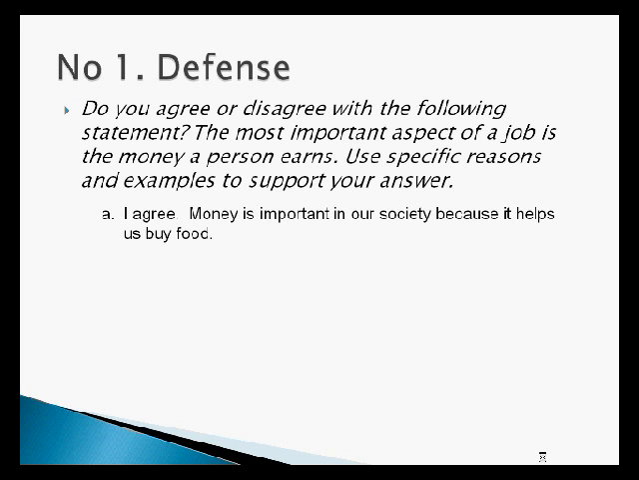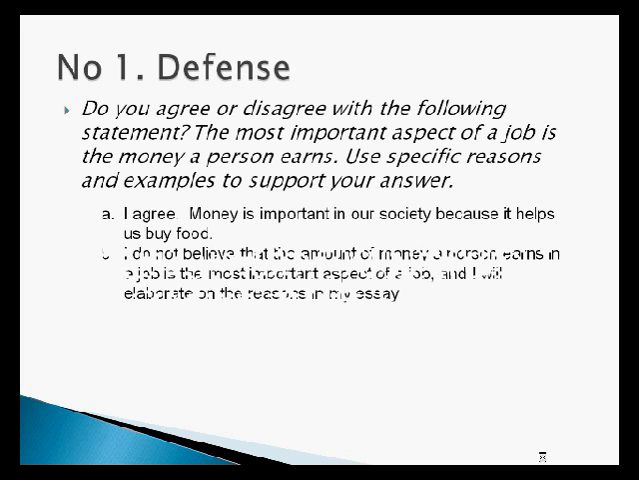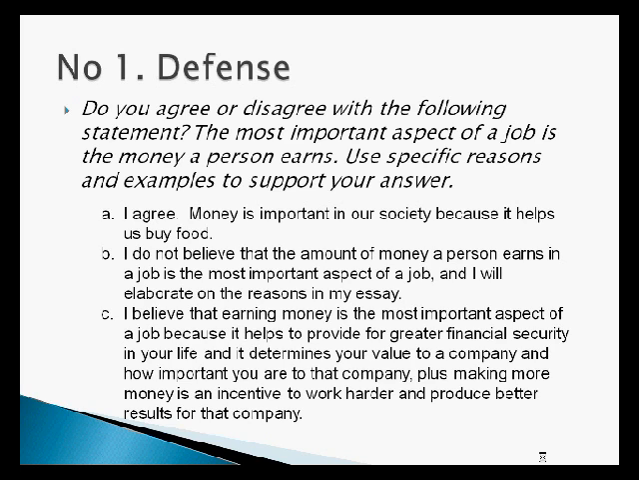I agree. Money is important in our society because it helps us buy food. I do not believe that the amount of money a person earns in a job is the most important aspect of a job, and I will elaborate on the reasons in my essay. I believe that earning money is the most important aspect of a job because it helps to provide for greater financial security in your life, and it determines your value to a company and how important you are to that company. Plus, making more money is an incentive to work harder and produce better results for that company.